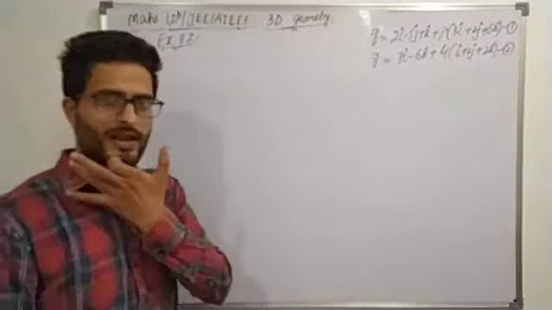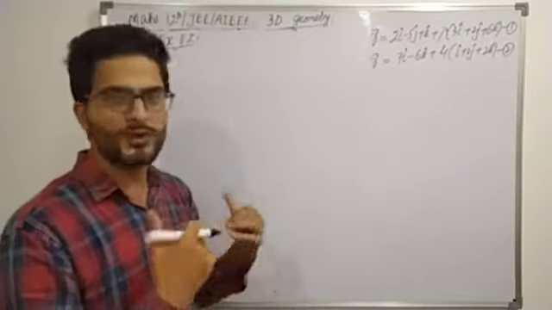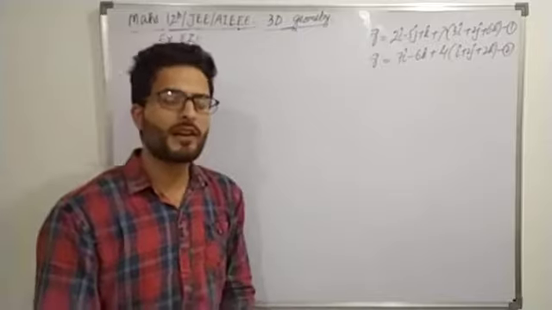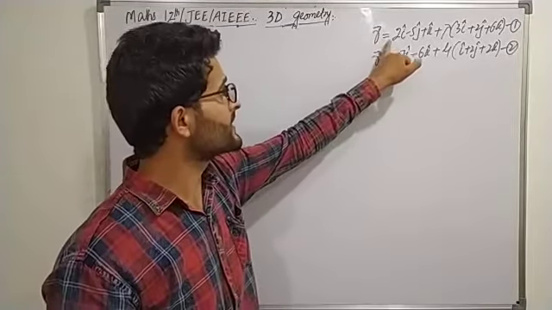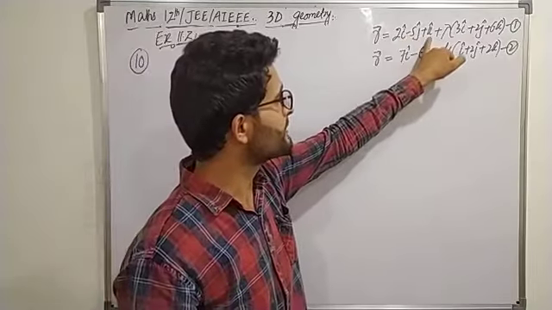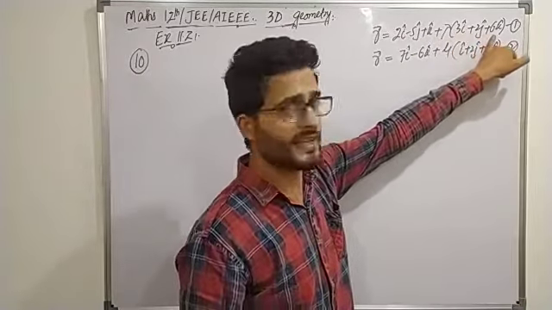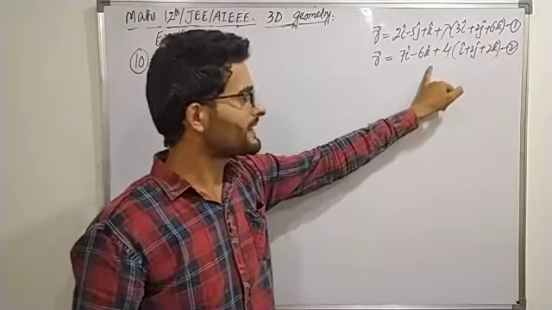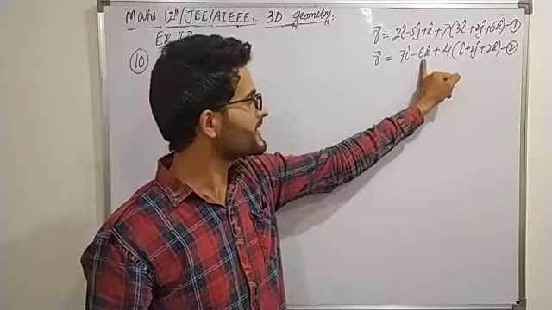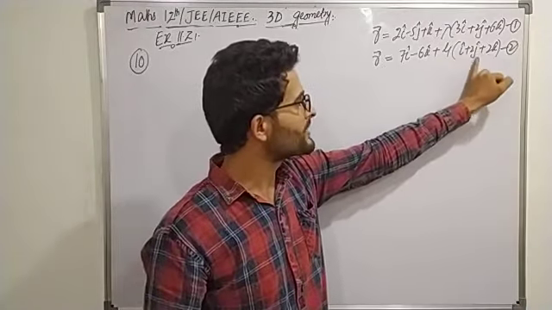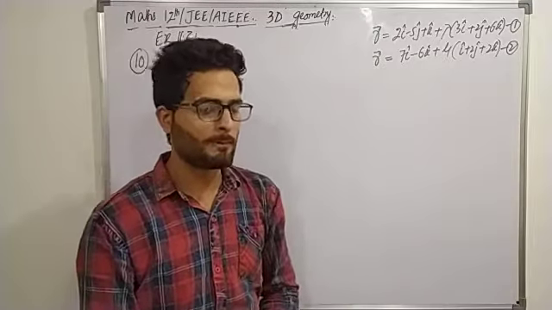Now we are on question number 10 of the same exercise, and in that question we have been given two lines represented in terms of their vector equations. The first one is r vector is equal to 2i minus 5j plus k plus lambda times 3i plus 2j plus 6k. This is the equation of the first line, and the equation of the second line is r vector is equal to 7i minus 6k plus mu times i plus 2j plus 2k, and you need to calculate the angle between them.